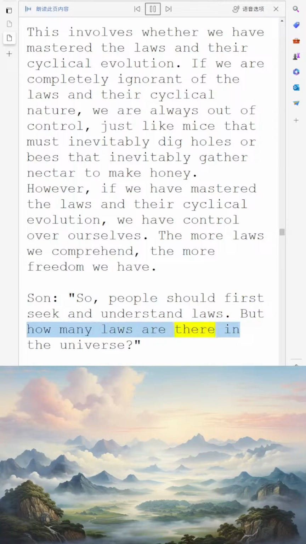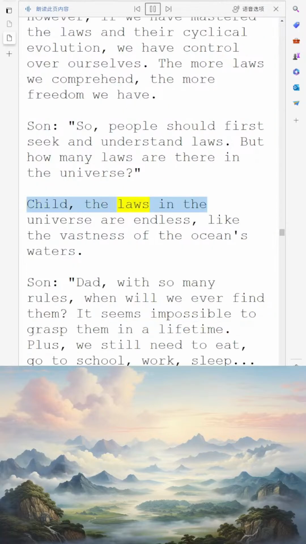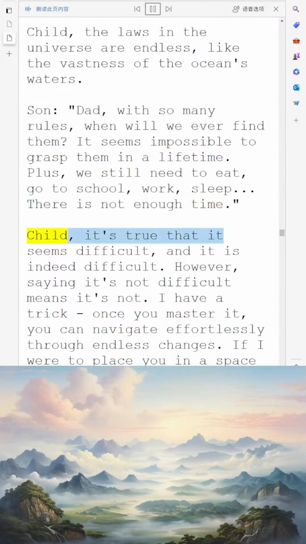But how many laws are there in the universe? Child, the laws in the universe are endless, like the vastness of the ocean's waters. Son: Dad, with so many rules, when will we ever find them? It seems impossible to grasp them in a lifetime. Plus, we still need to eat, go to school, work, sleep. There is not enough time. Child, it's true that it seems difficult, and it is indeed difficult. However, saying it's not difficult means it's not. I have a trick. Once you master it, you can navigate effortlessly through endless changes.